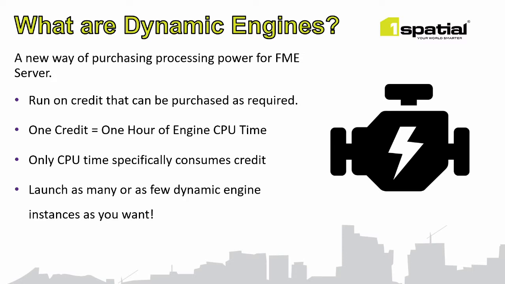Each of these credits amounts to 1 hour of engine CPU time, and it's important to note the use of the term CPU time here, as it is the only component of each overall job that will actually consume your credits. You may have workflows that spend significant amount of time waiting for data, for example. With dynamic engines, you would only pay for the CPU time itself, not the full run time. This CPU time is made up of user time, which is FME doing the work, and system time, which is the OS doing the work on FME's behalf.